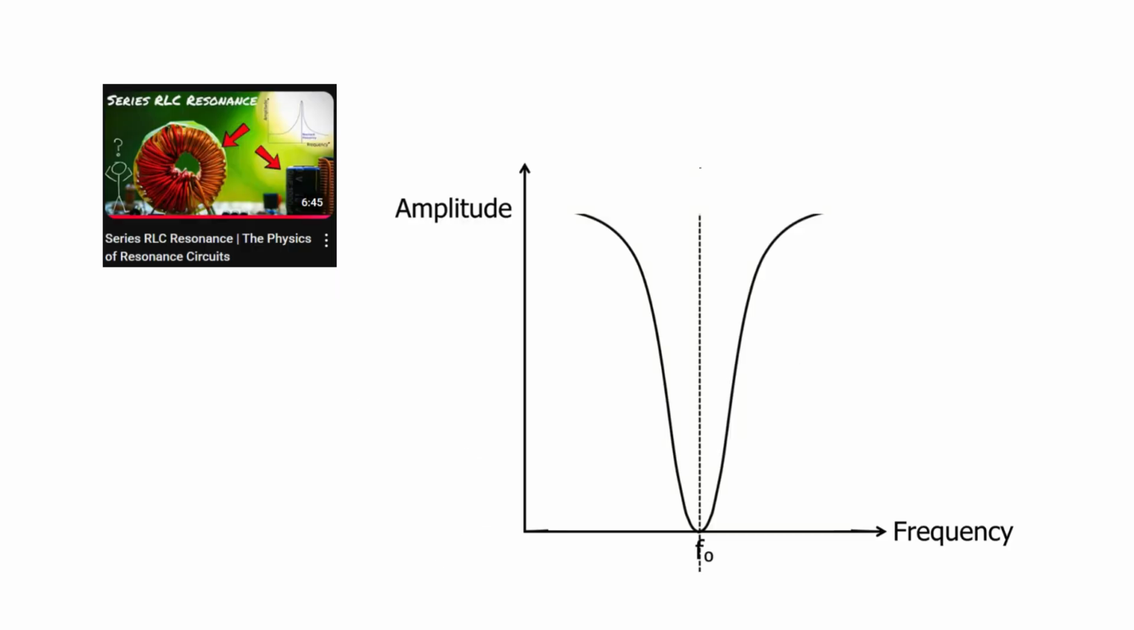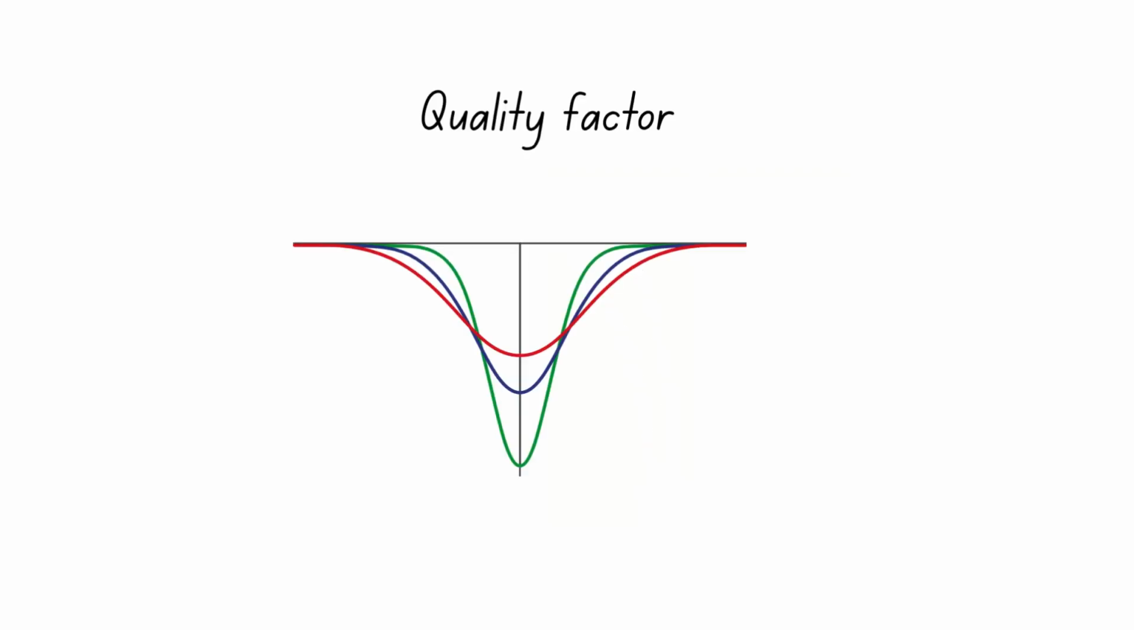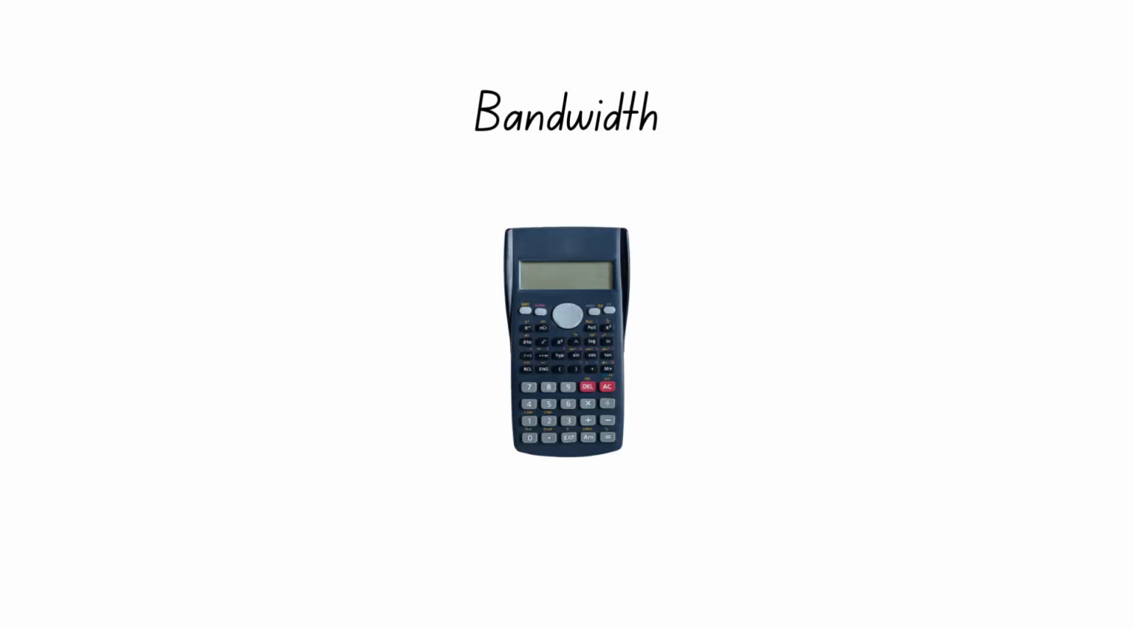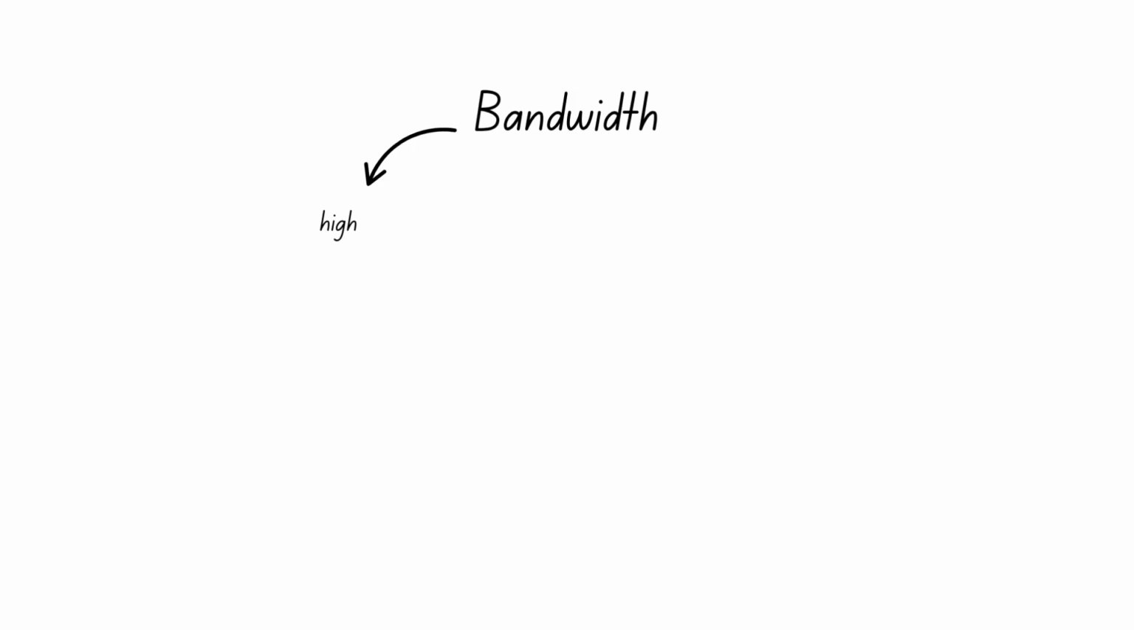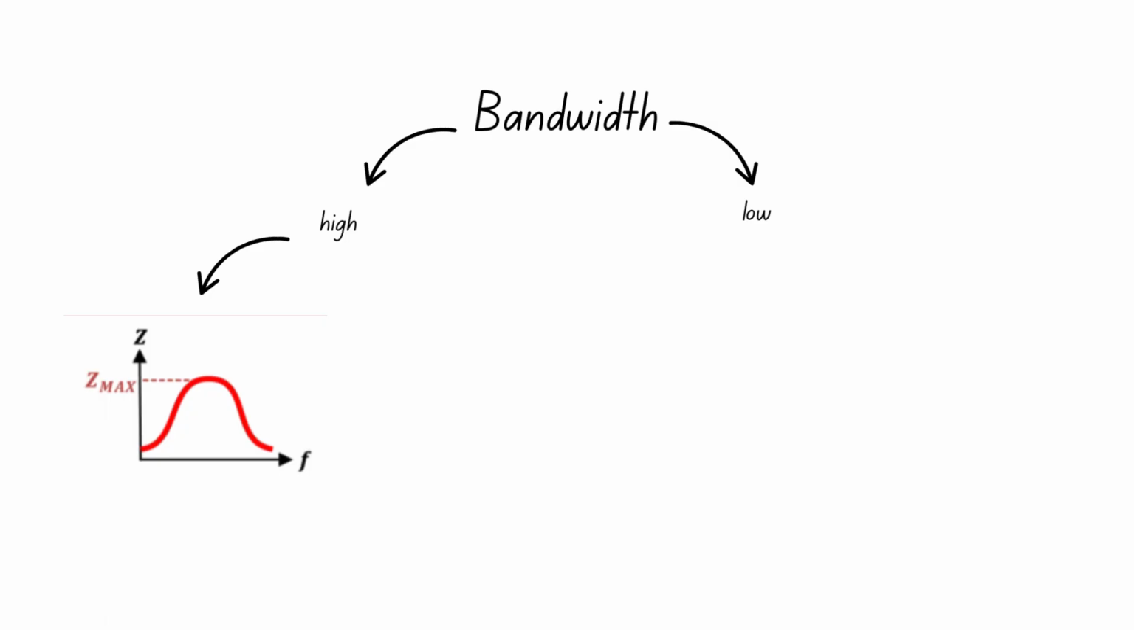Like with the series RLC circuit, the rise and fall of the current depends on the quality factor of the circuit. The curve is sharp if the quality factor is high and broad if it's low. The bandwidth of the resonance circuit is calculated using the same formula as before. A high bandwidth implies a broad resonance curve, while low bandwidth implies a sharp curve.